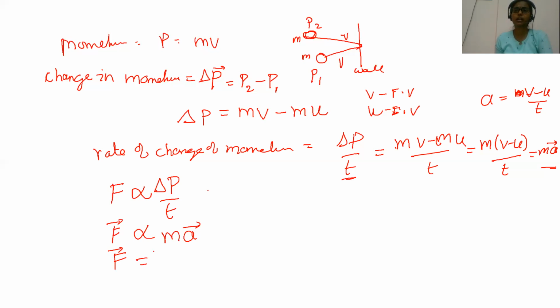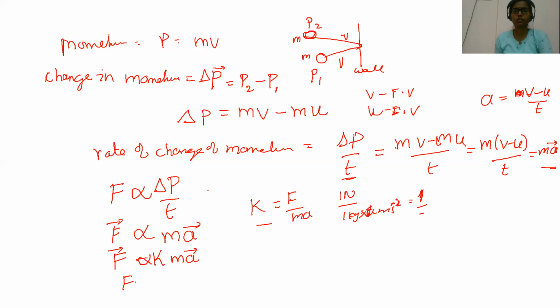In physics we can remove the proportionality symbol and replace it with a constant K. How to get the value of K? K means F by M into A: when a force of 1 Newton acts on a body of 1 kg moving with an acceleration of 1 meter per second square, 1 by 1 into 1, how much, children? It is 1 only. So the K value is 1 when a force of 1 Newton applied on a 1 kg body gives an acceleration of 1 meter per second square.